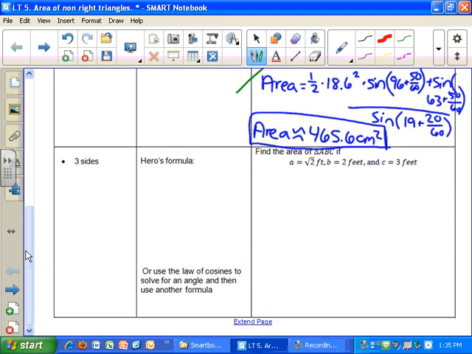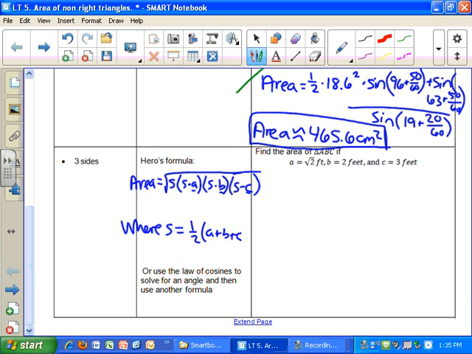The last one is also called Hero's formula, but we use it when we've got 3 sides. And that formula says that the area is equal to the square root of s times s minus a times s minus b times s minus c. So obviously a, b, and c are the side lengths of the triangle, and they're throwing in this variable s, and that is where s equals 1/2 a plus b plus c, or you can do a plus b plus c all over 2.